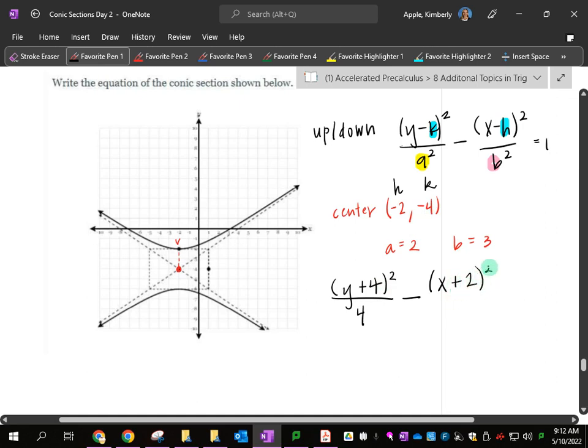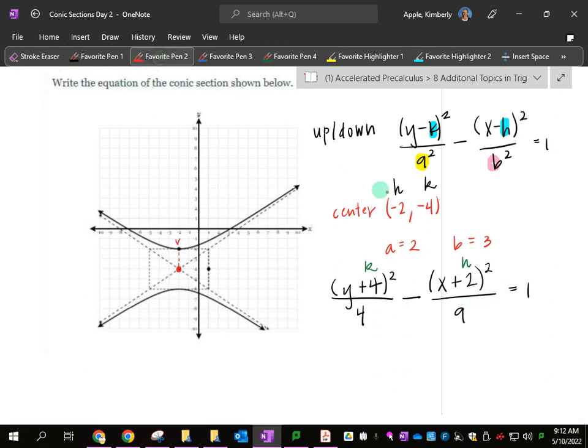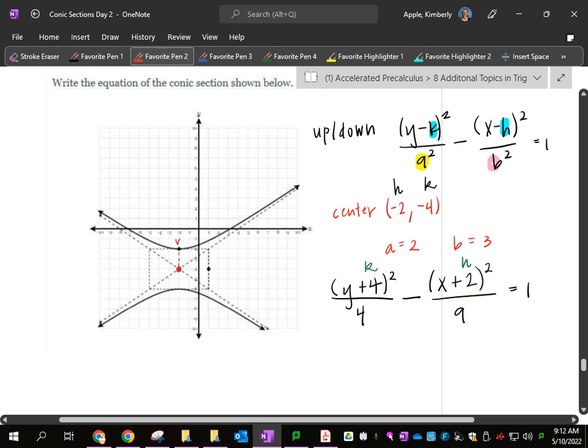Y'all see why I did that? Maybe that didn't trip y'all up, but it did me. Because I need this as h, I need this as k. Did you mean to put the square on the 9? Nope. I was thinking about my h and my k. Here we go.